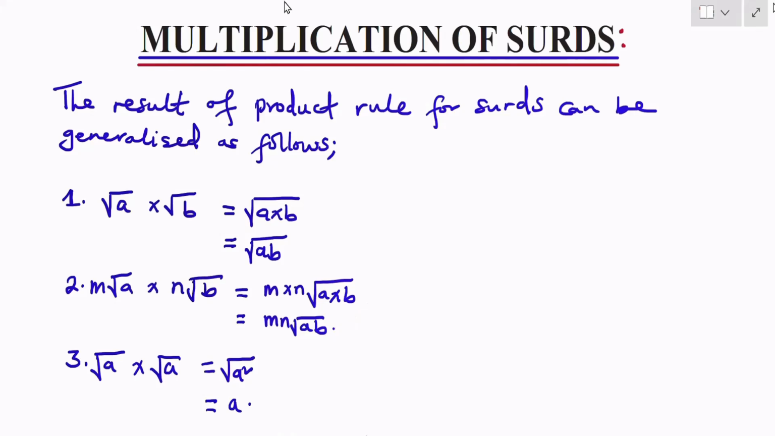Then the third one, if you have the square root of A multiplied by the square root of A, it is the same as having the square root of A squared, whereby this square root cancels with this 2, so that at the end we have A.